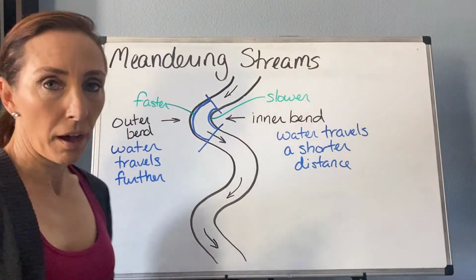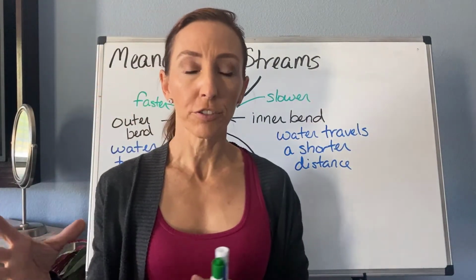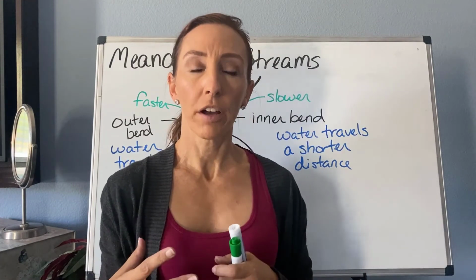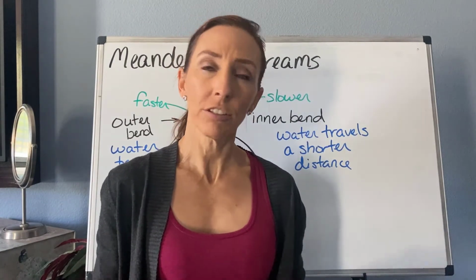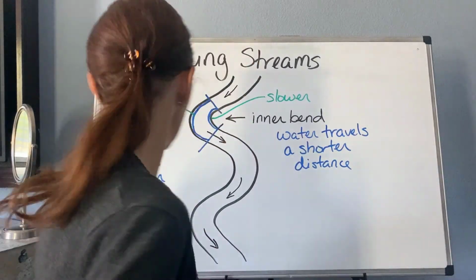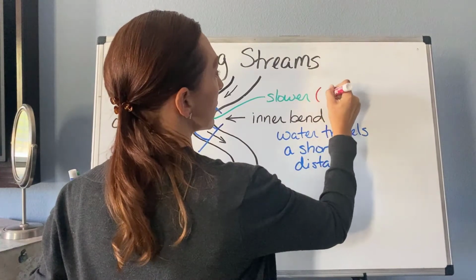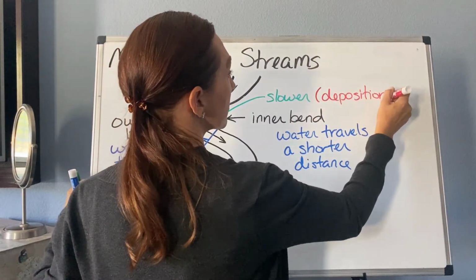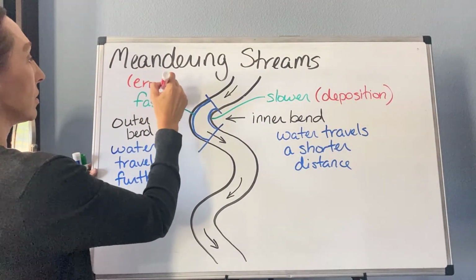And so if we think about what happens when water travels fast versus slow, if water is traveling really fast, it's going to erode into that bank. If the water travels really slow, it's going to tend to drop out all of its material, just not traveling fast enough to carry it. So if we add that to our picture, we would say that you get deposition here. And then up here, we're going to get erosion.